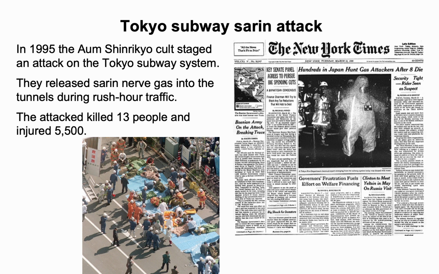But in 1995, they perpetrated this attack on the Tokyo subway system during rush hour, where they released sarin nerve gas into the tunnels. They attacked and killed 13. As a result of releasing the gas, 13 people died, and nearly 10,000 were affected in some way. About 50 were very seriously injured. And so what is sarin gas?